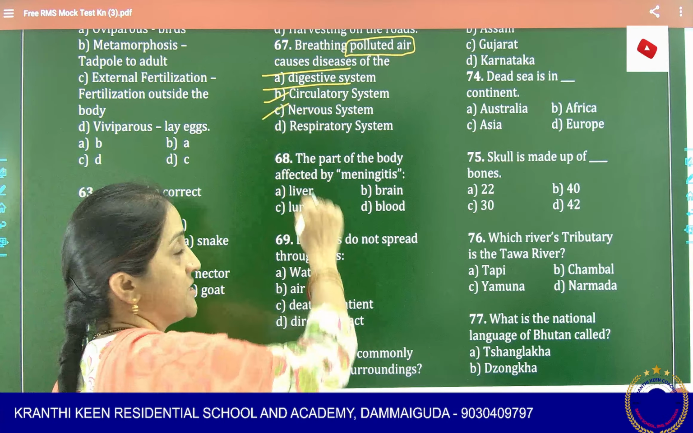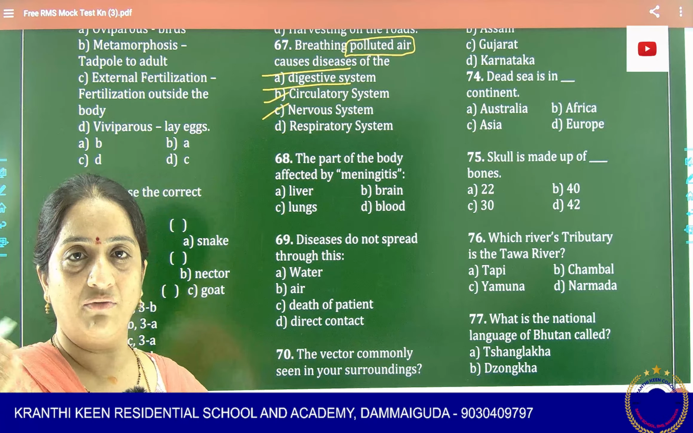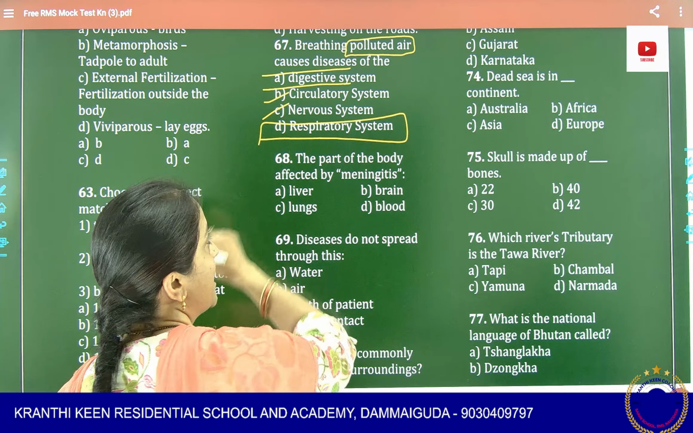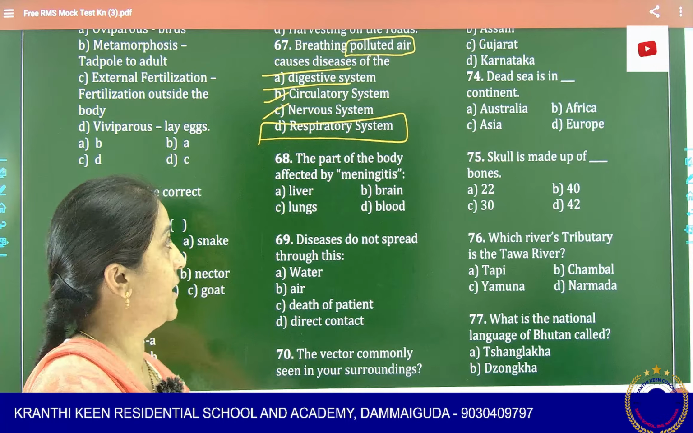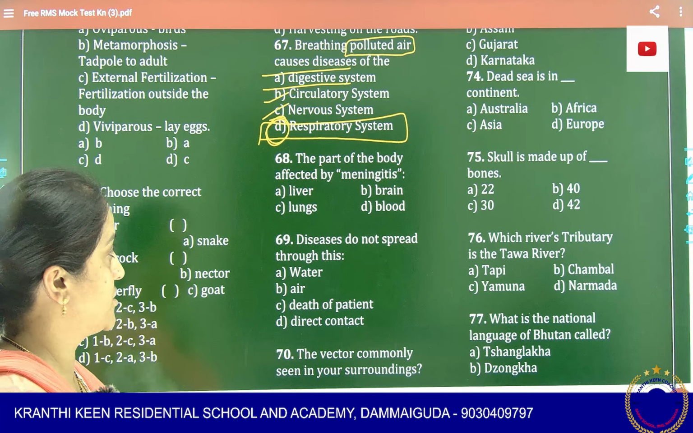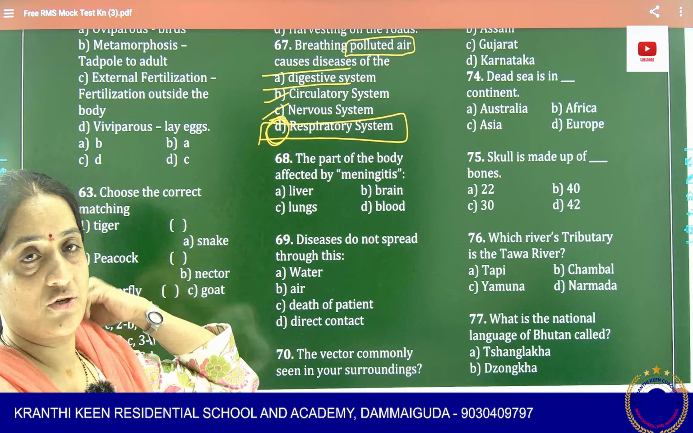Next, coming to the nervous system. The nervous system is connected to the brain. Okay. So the respiratory system will get affected when we breathe polluted air. So option D is our right answer. Next, go to the next question.